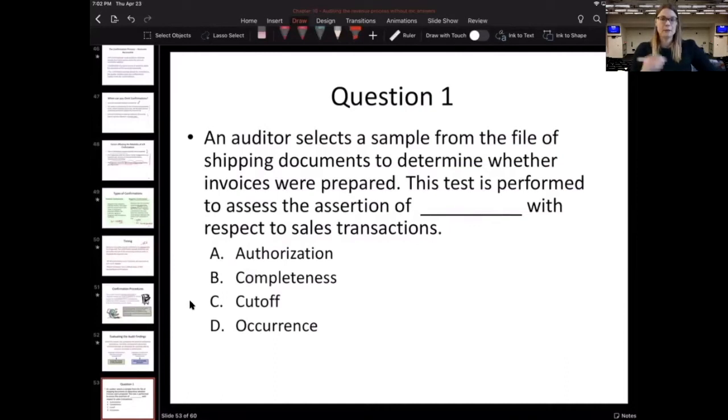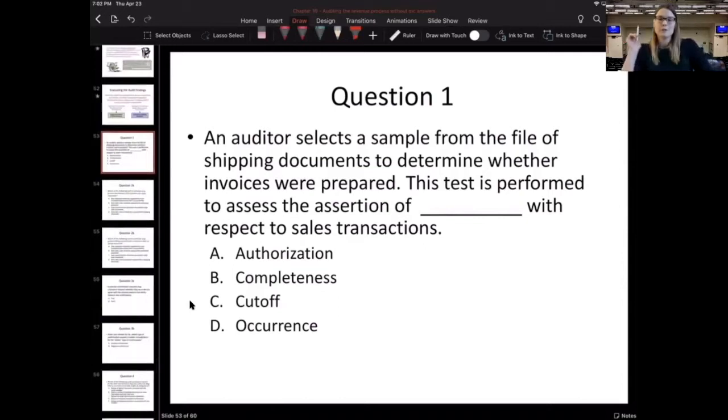Now I have this little mini quiz at the end of this chapter. So make sure you pause, go through all the questions, and then come back. I'm about to start discussing the answers.